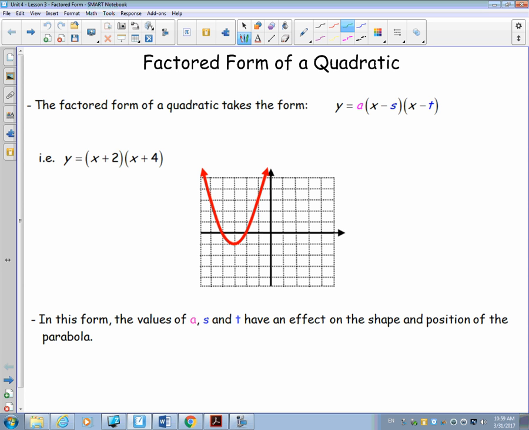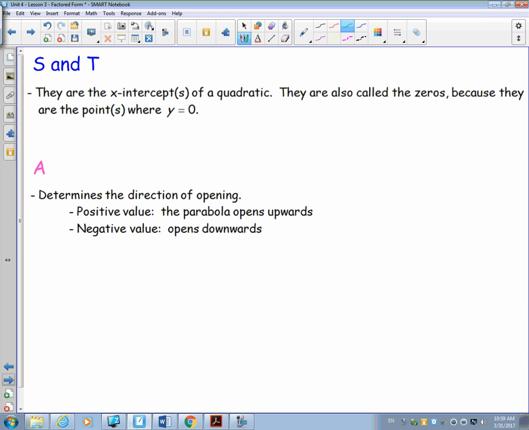Something that we should know about is that each of the values, a, s, and t, which in most cases will become numbers. So for example, here, a is 1, s is that value, and t is this value. They all mean different things. That was part of our investigation. They did different things to our product. They may have moved it left to right. They may have made it open up or down. But we can figure out, just by looking at the equation and doing it really quick, some interesting things about this shape. So here are our big ideas.